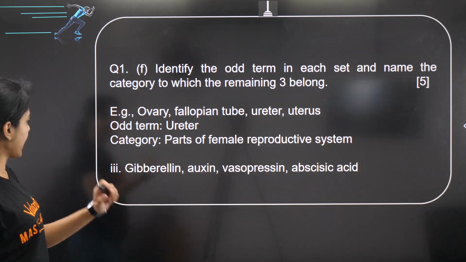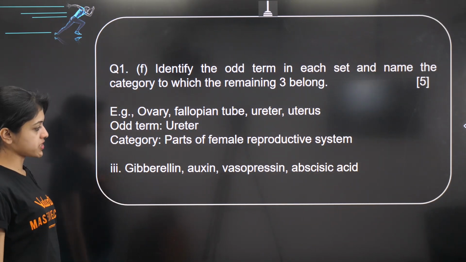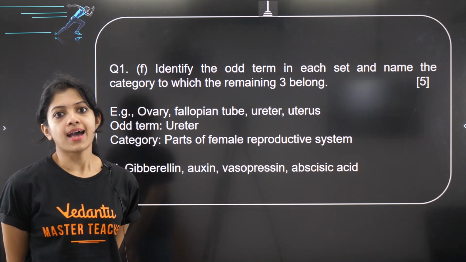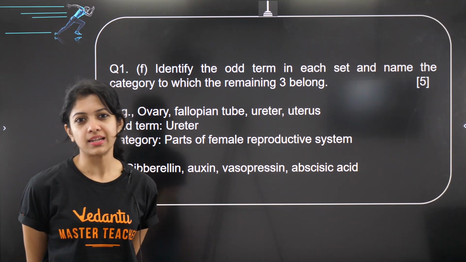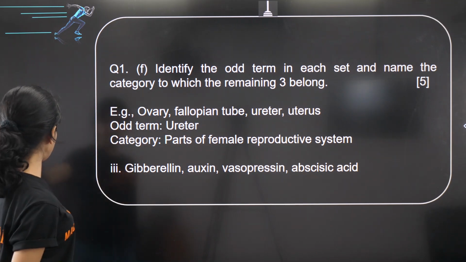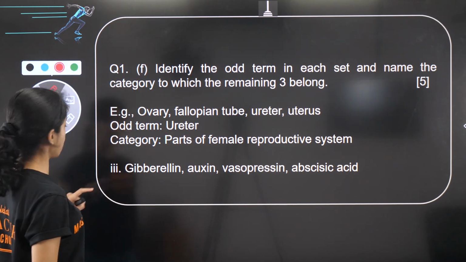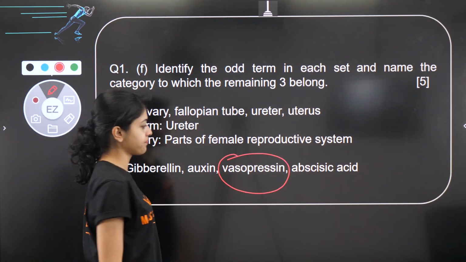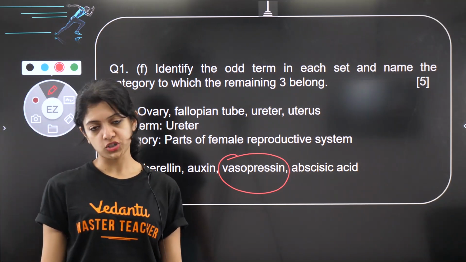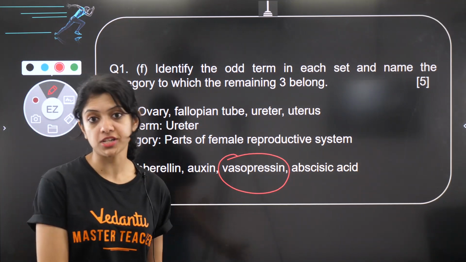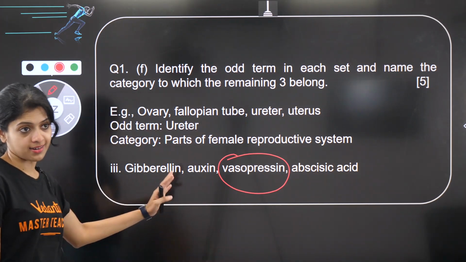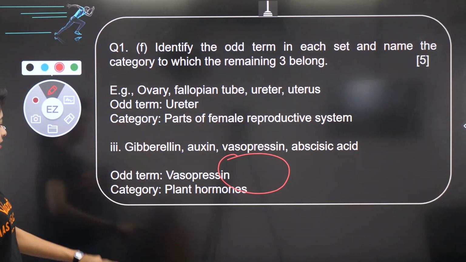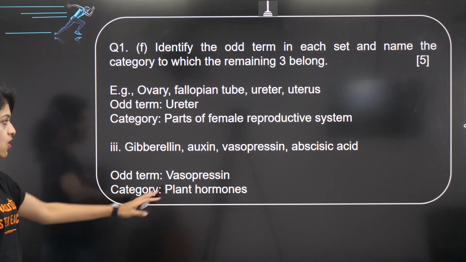So going ahead: gibberellin, auxin, vasopressin, abscisic acid. As hard as it may seem, pay a little bit of attention, and one of them is completely out of context. Which of these is out of context? Yes, it is vasopressin. It is a hormone which is also called antidiuretic hormone, ADH. The others are all plant hormones. So yes, that is your odd term and your category is plant hormones.